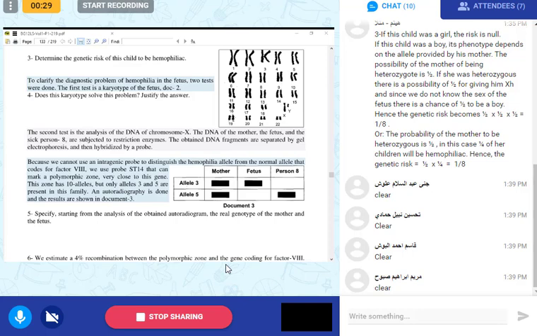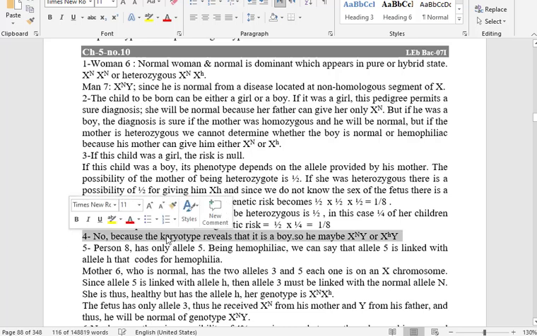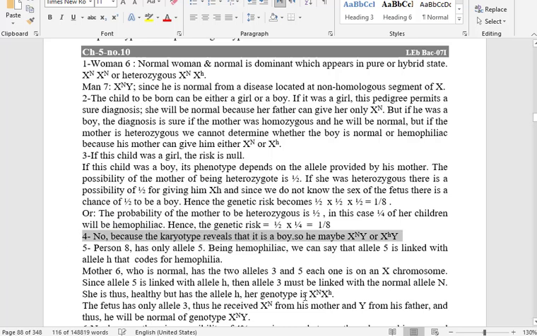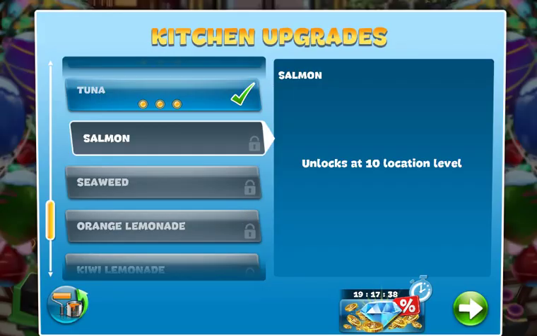Okay. Now, does this karyotype solve the problem? No. Why? The karyotype does not show the genotype of her fetus, what we need in this case. Okay, according to the karyotype, Jana, the fetus is going to be a boy.